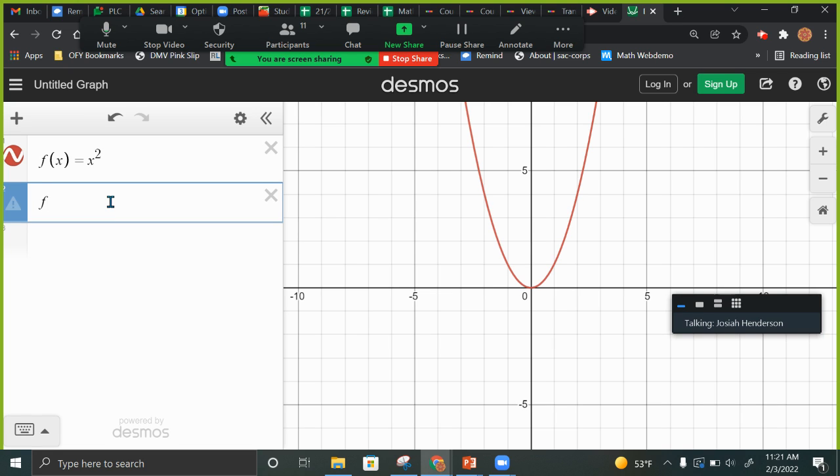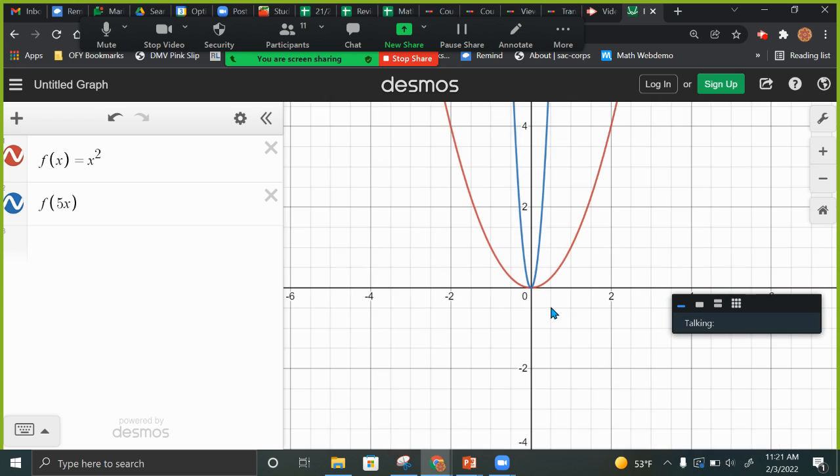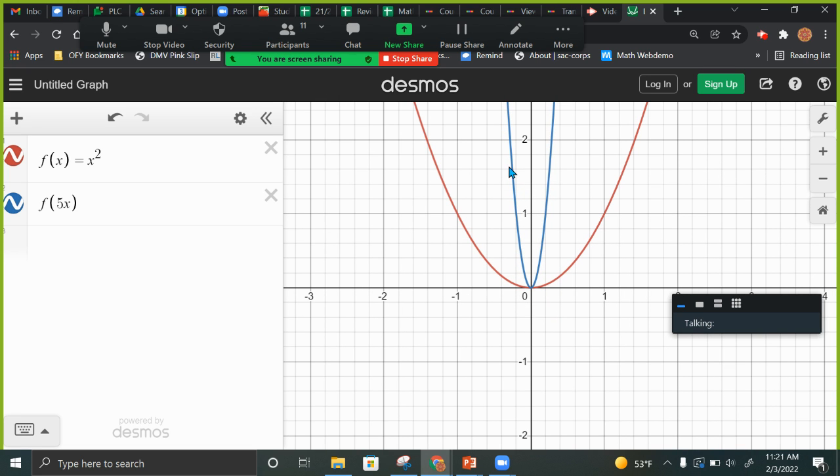Now let's do a warping of this. So let's do f of 5x. And in blue, we see it is now skinnier, moving up 5 times faster than the red one. It's been compressed inward. I can't draw on the screen, unfortunately, but it's been smashed from the sides by a factor of 5. We'll keep that up there.